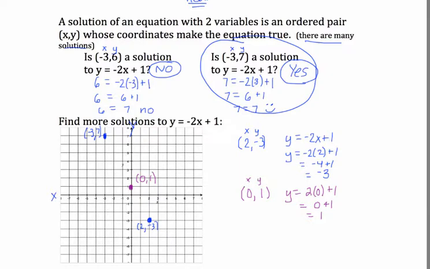Let's do another one. How about if the x-coordinate were negative 2? What would the y-coordinate be?